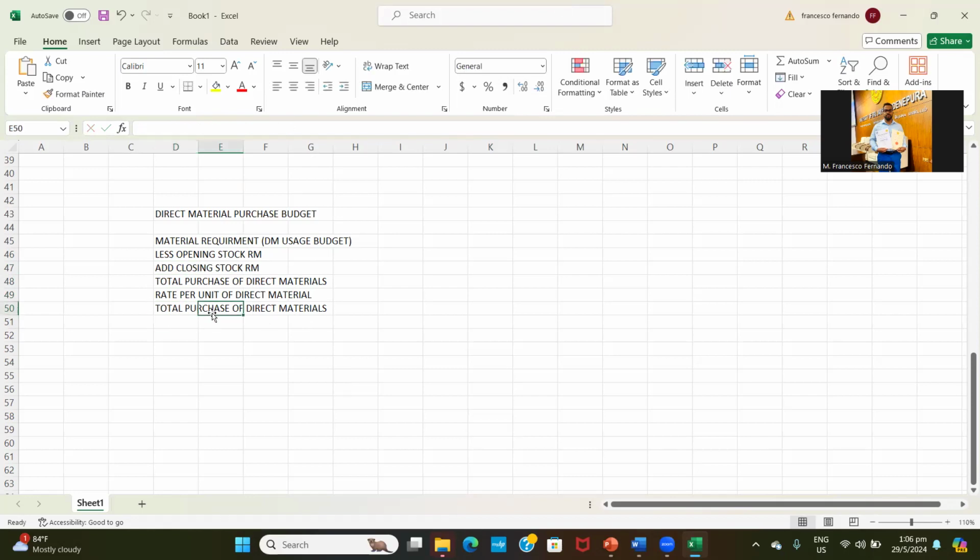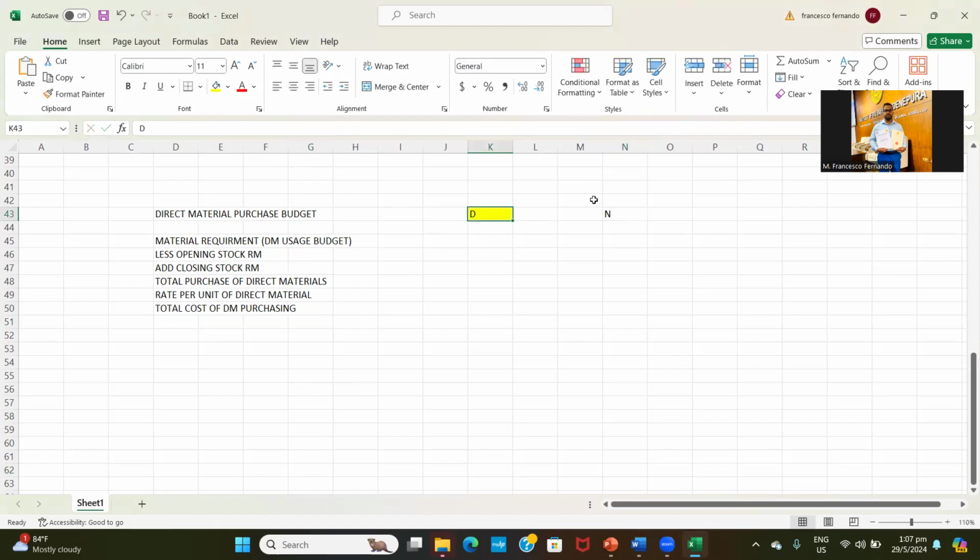And finally we can get the total cost of direct material purchasing. So like in the previous one, we have two materials, which are material D and material N.